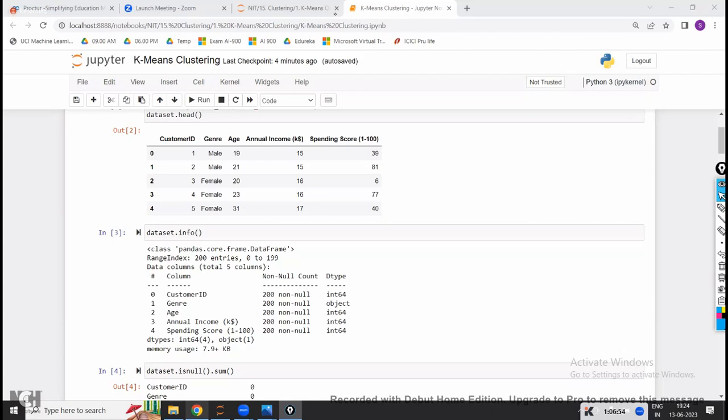Yes, scaling is also compulsory. Exactly. Scaling is compulsory because it is working on the distance formula. Scaling is compulsory, Manish.